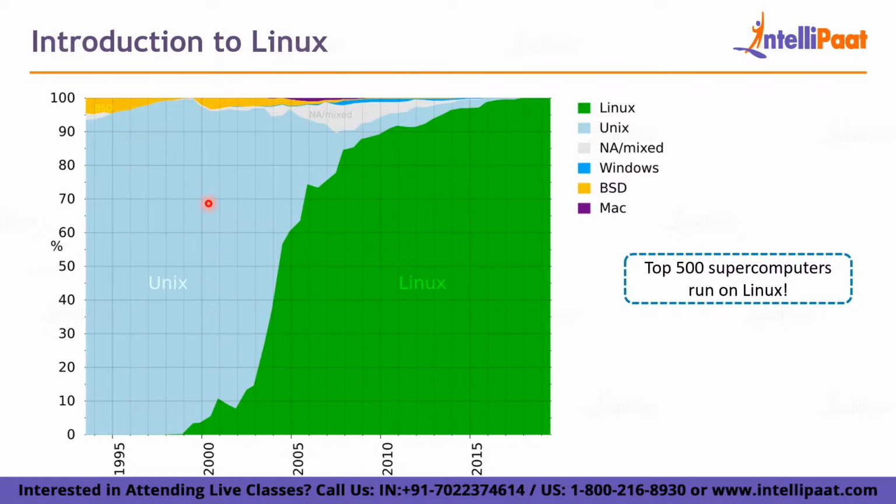So here comes the fact. You can see here, before 2003 or 2004, Unix was dominating the supercomputer market, and even there was some BSD, there was some Mac operating systems, there was some Windows operating systems running on supercomputers. But right now in 2020, the top 500 supercomputers existing in the world are running on Linux operating system. You can see the entire market is right now captured by Linux. So why all supercomputers need Linux is because Linux is lightweight, Linux is fast, Linux is secure, Linux is reliable.